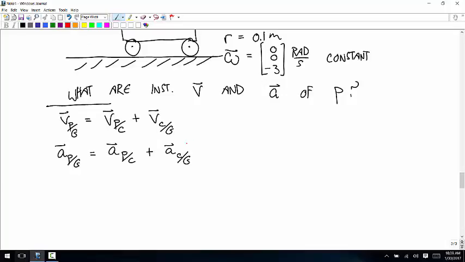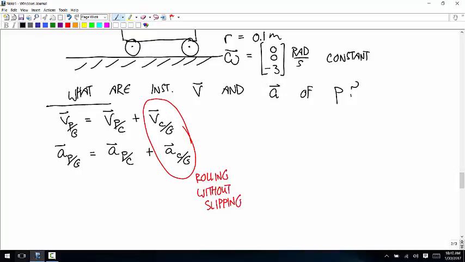Okay, so these two, where are these going to come from? The acceleration of C relative to the ground. That's right. These are going to come from rolling without slipping. And these two are going to come from circular motion.